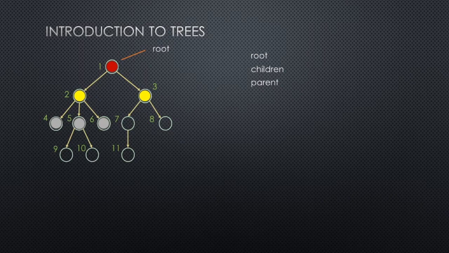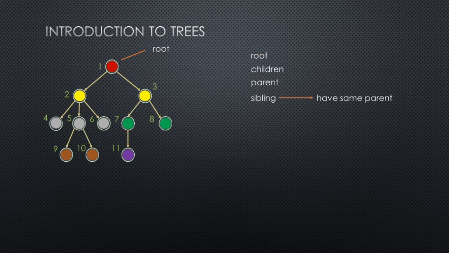Children of the same parent are called siblings. I'm showing siblings in the same color here. 2 and 3 are siblings, 4, 5, and 6 are siblings, 7 and 8 are siblings, and finally 9 and 10 are siblings. I hope you are clear with these terms now. The topmost node in the tree is called root. Root would be the only node without a parent. So we have quite a vocabulary here in terms of tree.